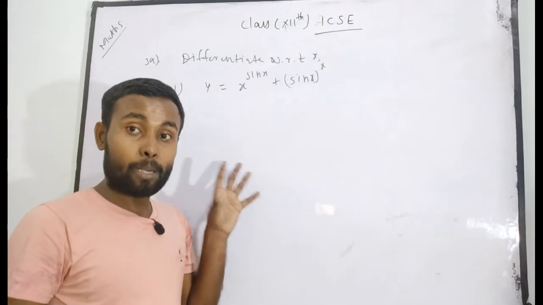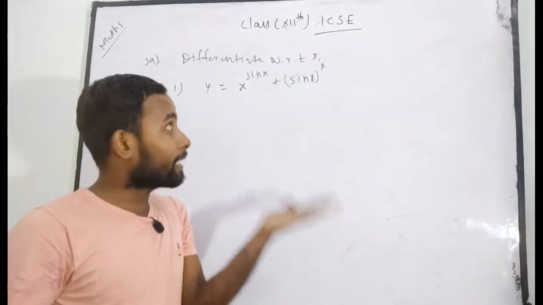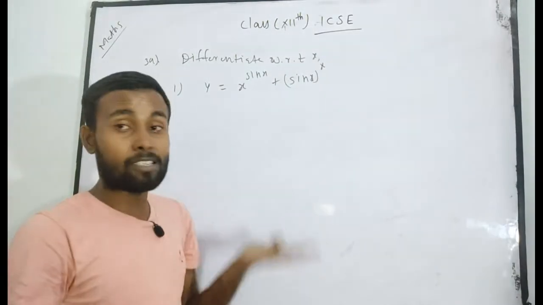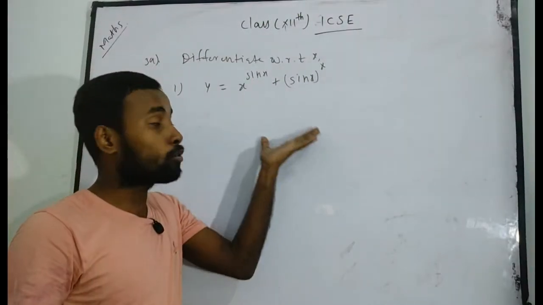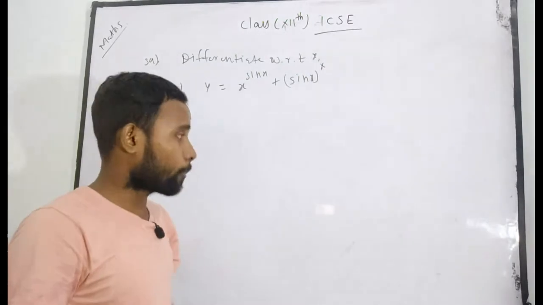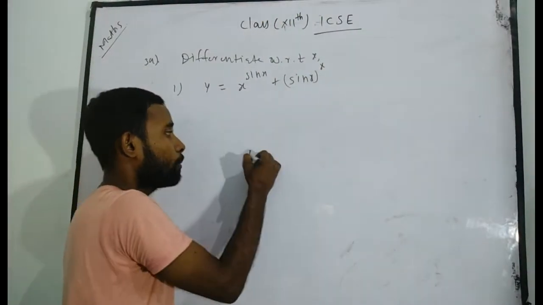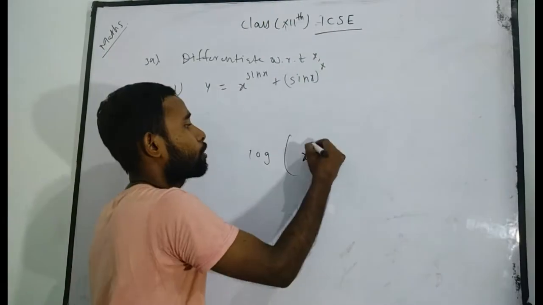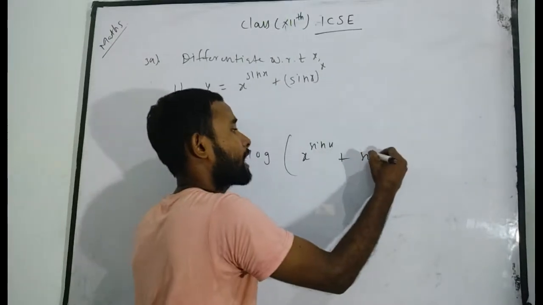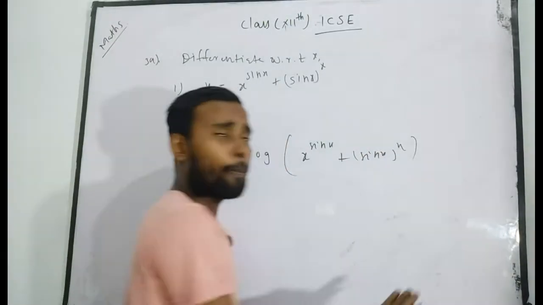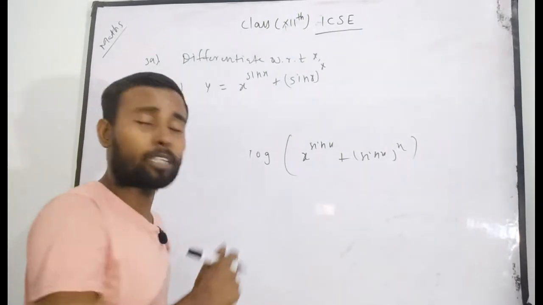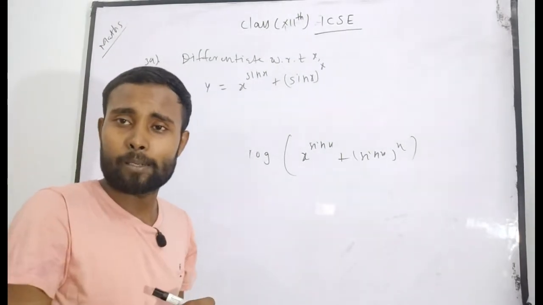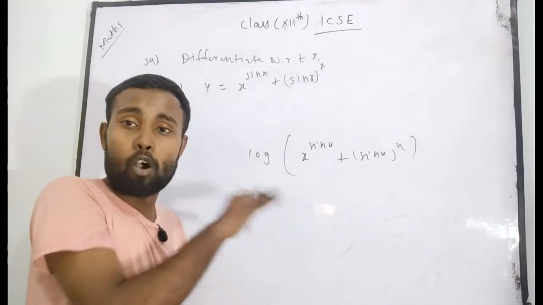Whenever it is a multiplication, you can take log. But here you face the given expression in addition form, summation form. So don't try to take log on both sides. Because suppose you take log on both sides, you will get log of x to the power sin x plus sin x whole to the power x. Nothing happens. You cannot apply any property of log to get a simplified form. That's why don't try to take a log.